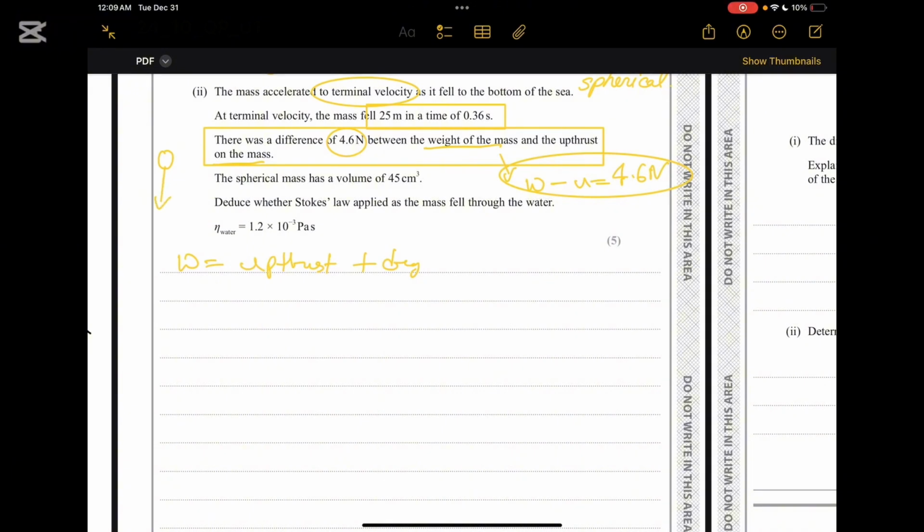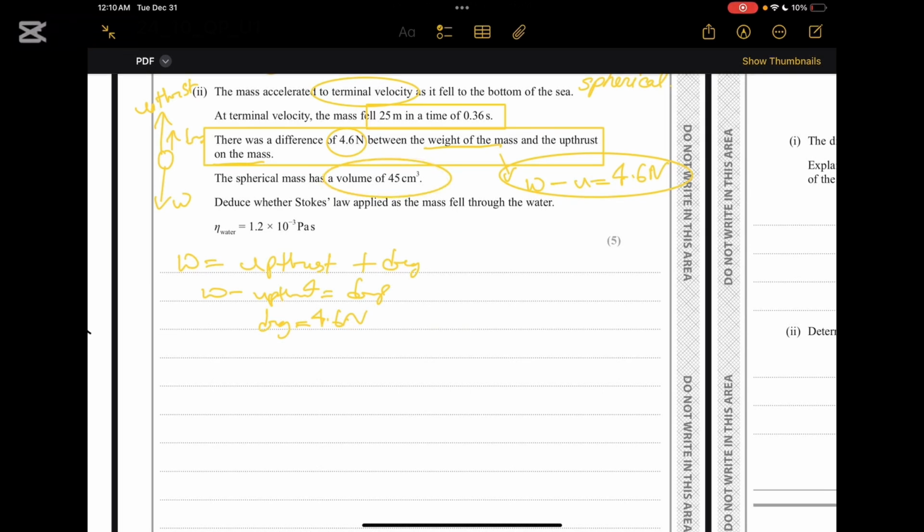When something is falling downward, this is the weight and here is the upthrust and here is the drag. Both of them are acting upward and the weight is acting downward. So weight minus upthrust is equals to drag. So we can say 4.6 Newton is our drag. Drag is equals to 4.6 Newton. Done and dusted. Now they have given us the volume.